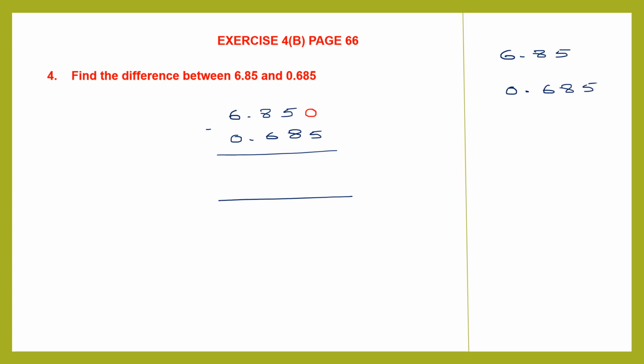Let's begin our subtraction. 0 minus 5 you can't do, so we borrow from here. Now 10 minus 5 is 5. So let's write that. So that is 5. Then 4 minus 8 again you can't do. So we borrow from here. This is 7 and 14. 14 minus 8 is 6. 7 minus 6 is 1. And then here we have 6 minus 0, that is 6. So what is our answer? 6.165.